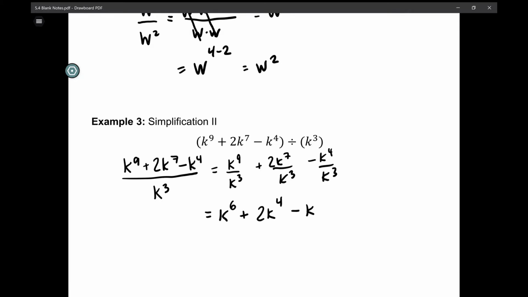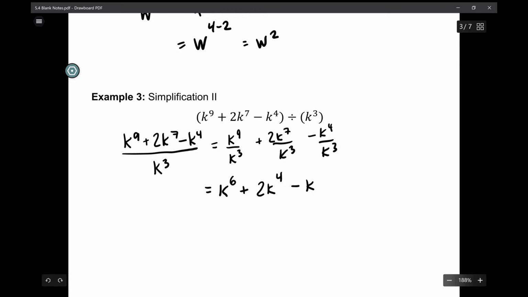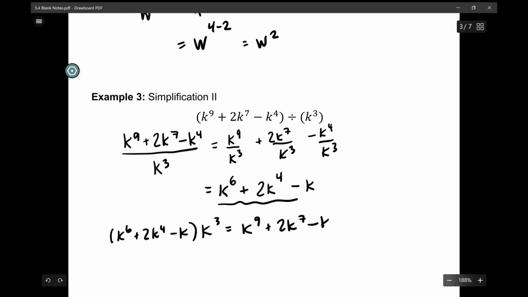All right, and let's just take 1 minute to remember what this is actually telling us when we do a division problem. If we know that k to the 9th plus 2k to the 7th minus k to the 4th divided by k cubed is equal to k to the 6th plus 2k to the 4th minus k, that also means that this guy, k to the 6th plus 2k to the 4th minus k times k cubed will give us our original value. I'm going to let you guys check that on your own, but I think you can see pretty quick that's going to be k to the 9th, 2k to the 7th, minus k to the 4th.